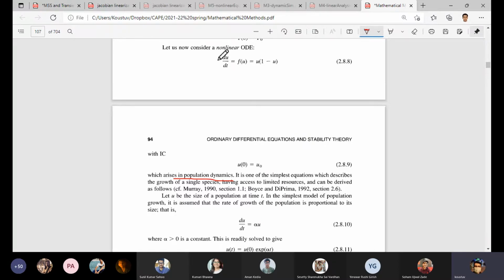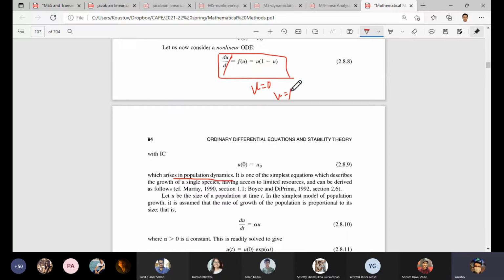So let's say this is that equation, right? A single variable, du/dt, which is a function of u times (1 minus u). Now it can easily be obtained what the two different steady state points are. One is 0 and one is 1, right? Just by making it 0, we can easily find out.